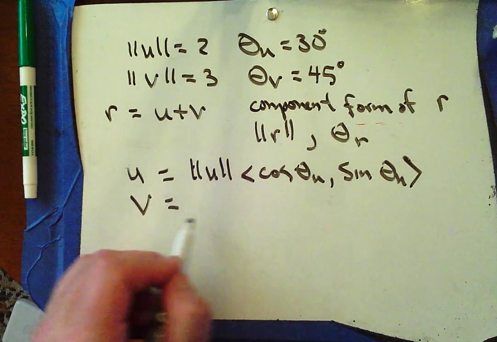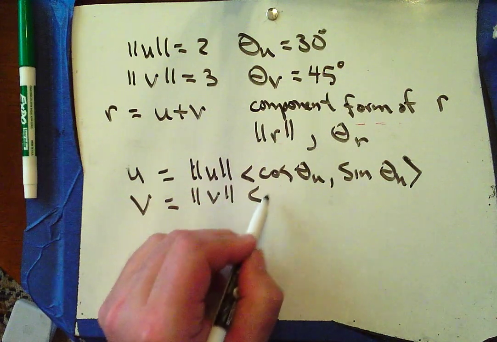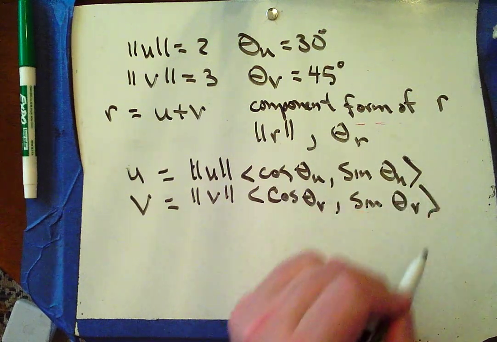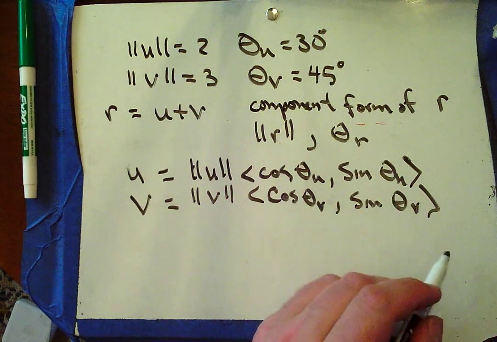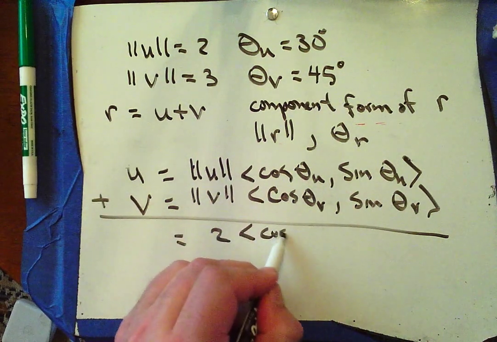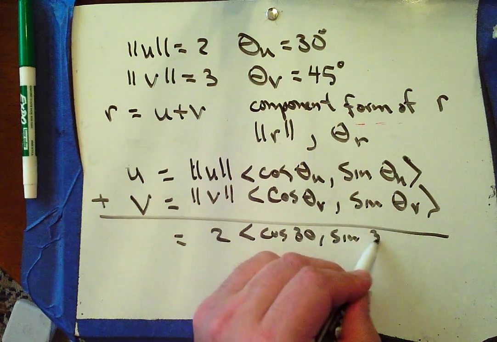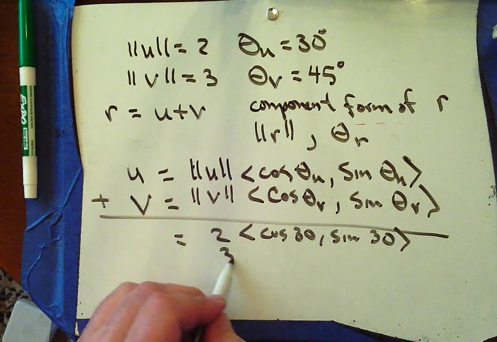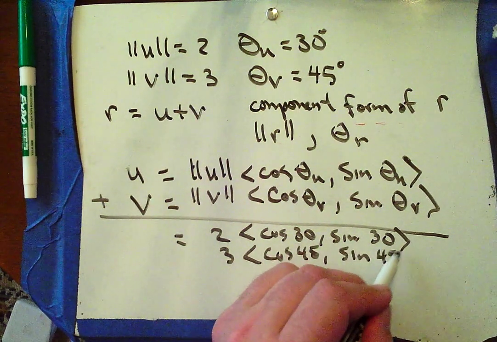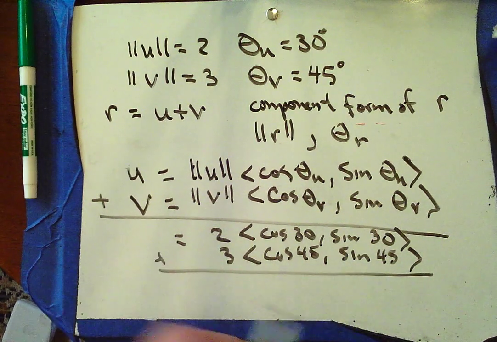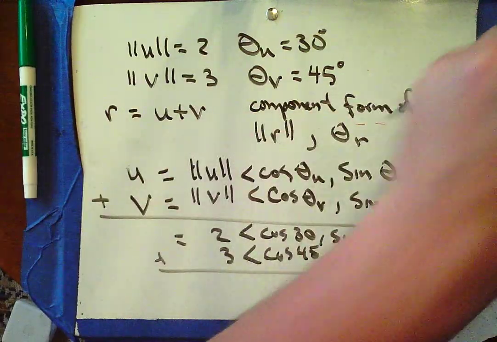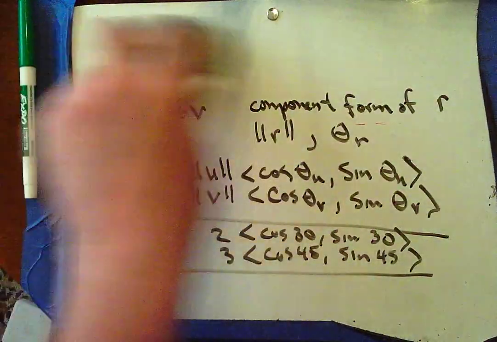And v is going to be the magnitude of v times cosine theta, sine theta. Okay, so let's plug in what we know, and then we'll add those. So we've got 2 cosine 30, sine 30, and we've got 3 cosine 45, sine 45. And we want to add these together. Well, I can't add these, and I can't add these. I have to do some more math first. So let's go do some math.